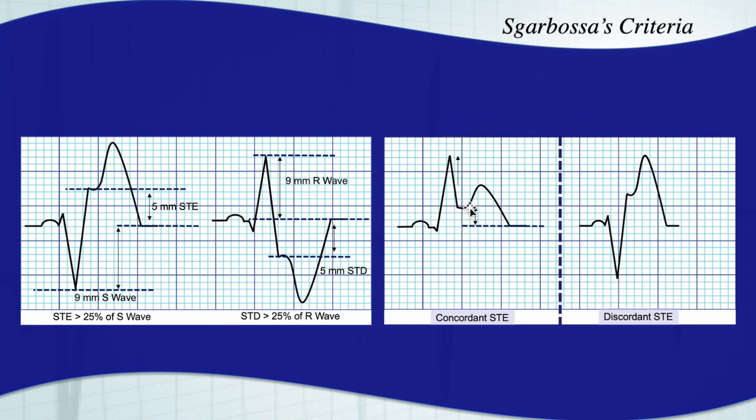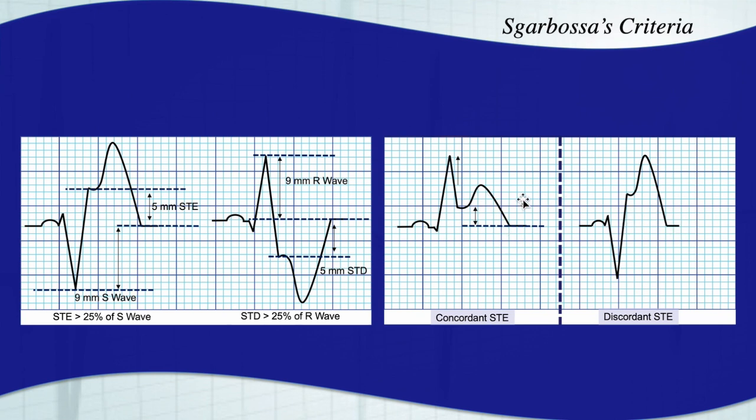concordance is when the ST segment goes in the same direction as the dominant wave of the QRS complex. So if you look over here on the right, you have a terminal wave that is positive, and the ST segment's positive, the QRS complex is positive, ST segment's positive, that's concordant ST elevation. And as I said before, the likelihood is higher with concordant ST elevation, that's a bad sign, that's a sign of probably myocardial infarction. So in the presence of a left bundle branch block, if you have concordant ST elevation or concordant ST segment depression, then it meets Scarbosa's criteria by just 1 millimeter or more, okay? Just same as your regular STEMI criteria of 1 millimeter.